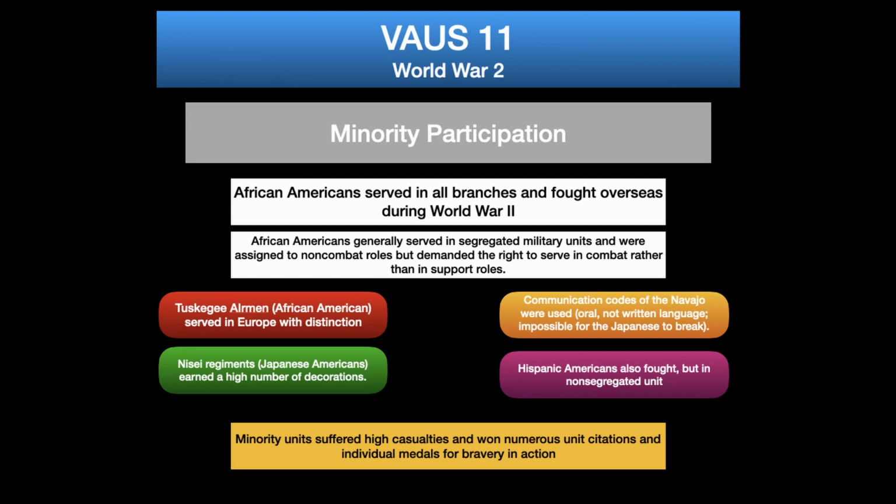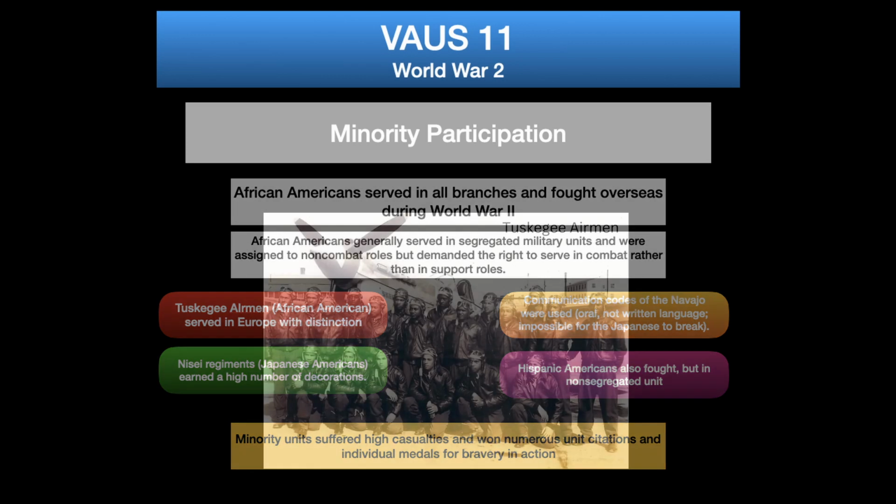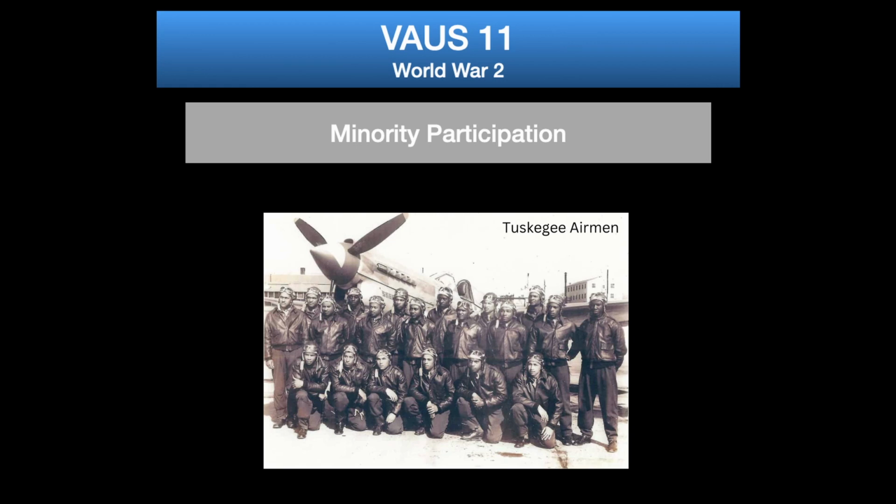So, unfortunately for African Americans, they were not totally treated equally. They generally served in segregated military units, similar to what we talked about in terms of the Spanish-American War and World War I. So there hadn't been a lot of progress since then. Most of the African Americans were assigned to non-combat roles, but they wanted the right to serve in combat rather than support roles. One instance where that was the case is the Tuskegee Airmen. These are African American pilots, and this was an experiment to see if African Americans could do one of the toughest jobs in the war, and they were highly successful.